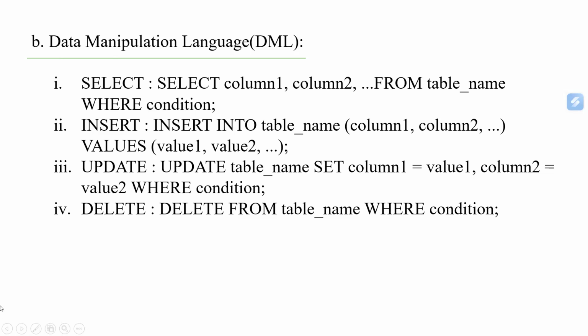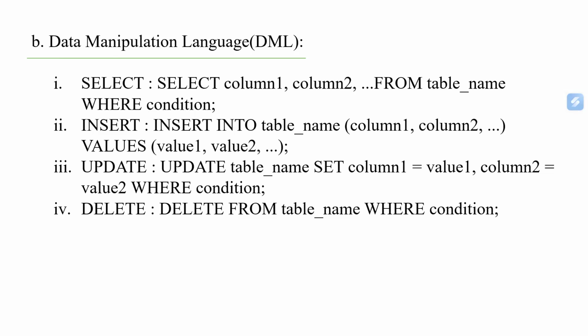Now the second command is the insert command. Insert command is used to insert some values into the table, like insert into table name, column 1, comma, column 2, values. This is about insert. Now the third command is the update command. By using this update command, we can update a certain value in the table. For example, if we want to update the marks of a student, then we use this update command. Update table name, set column 1 is equal to value 1, and so on, where condition.